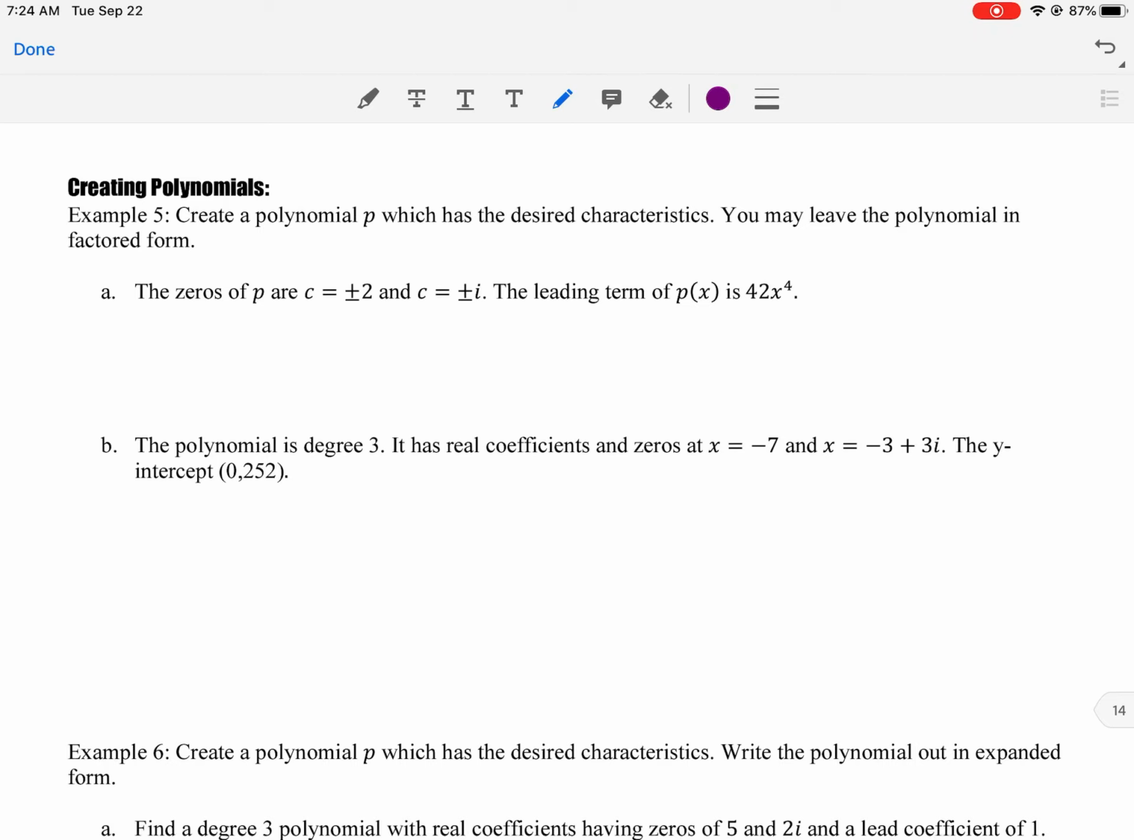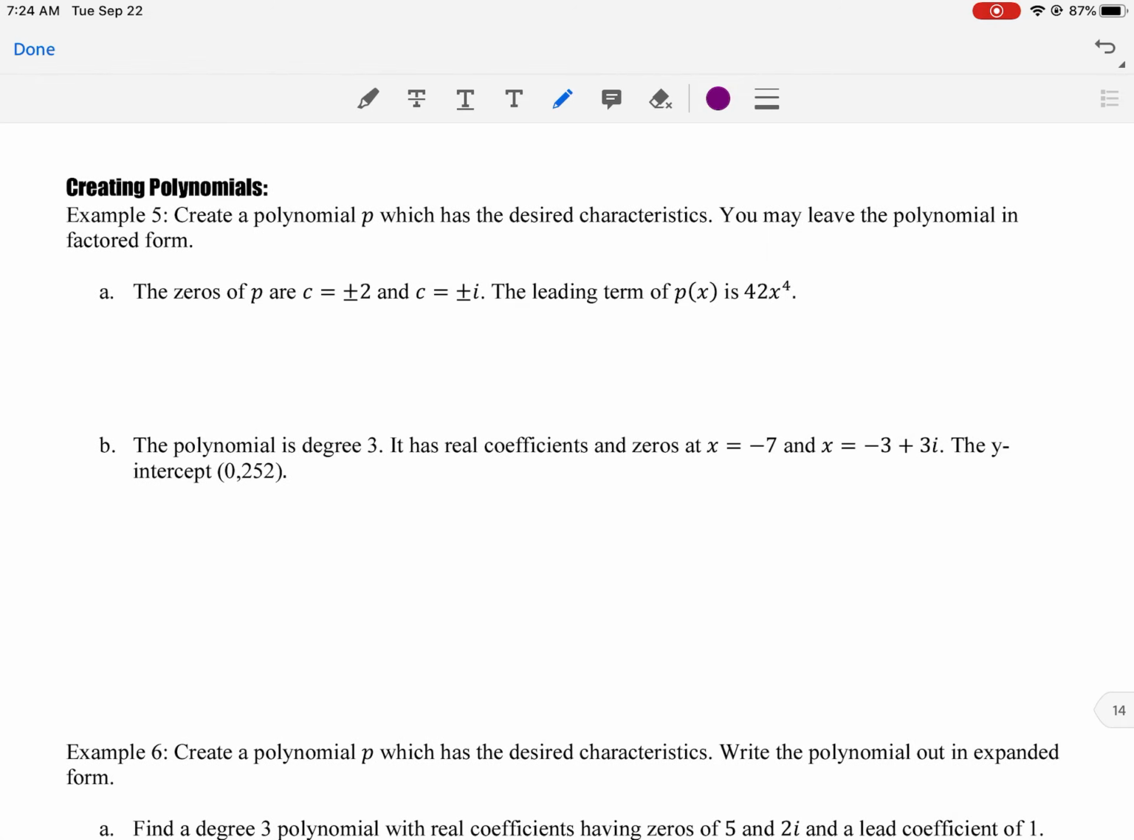Create a polynomial p which has the desired characteristics. You may leave the polynomial in factored form. So it says, hey, we've got some zeros. We've got the zeros of p are plus or minus 2 and plus or minus i. So let's just write that. What does that look like?